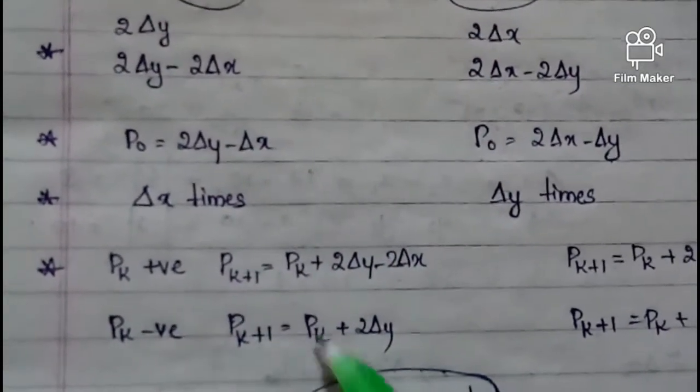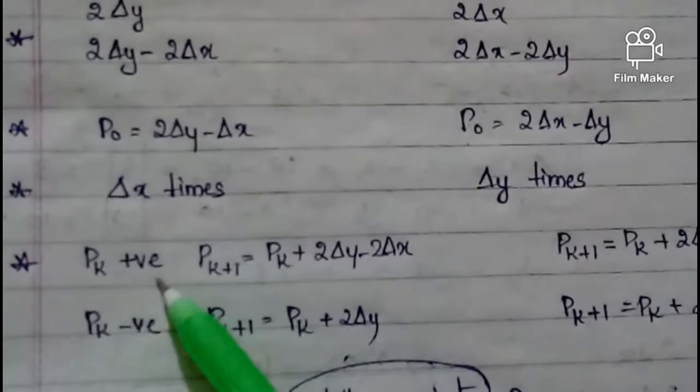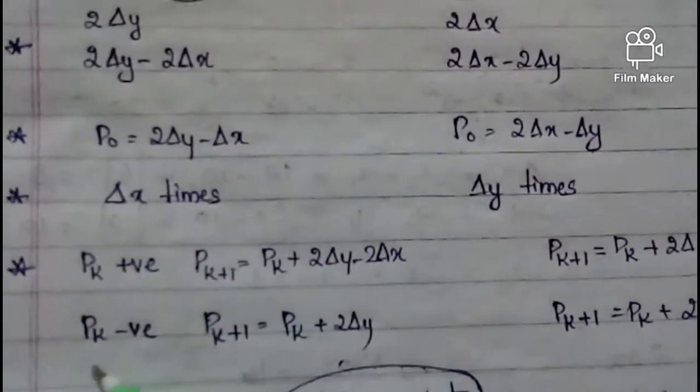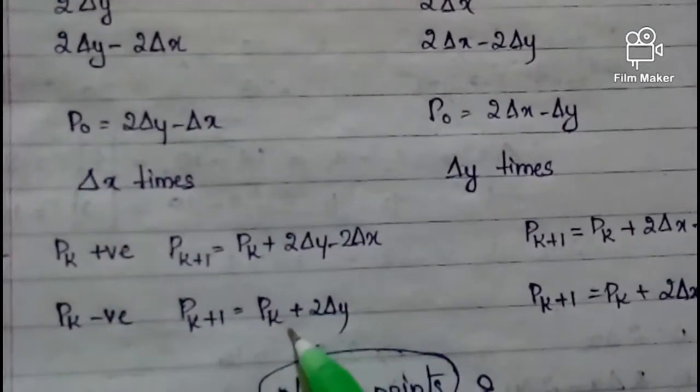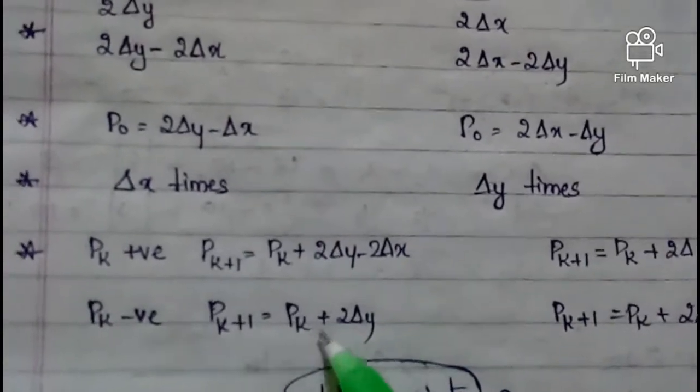I repeat, if pk is positive, pk plus 1 is this, and if pk is negative, pk plus 1 can be found using this equation.